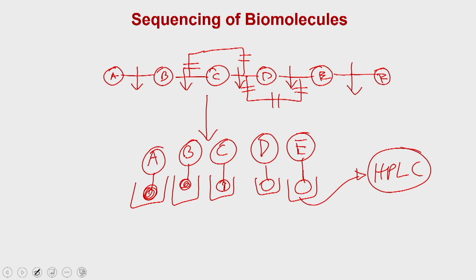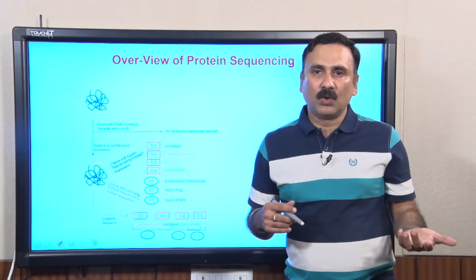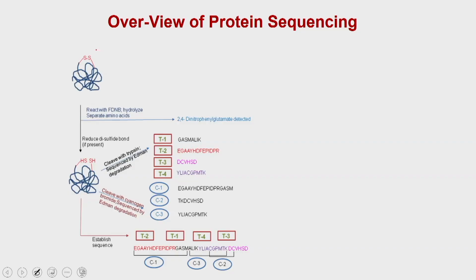Now let us take an overview of what you have to do when you would like to do protein sequencing. You know that protein is a very complex molecule. It has peptide chains connecting the monomeric amino acids, and it also has sulfide bridges which form the intramolecular bondings. And as I said in the previous slide, the first thing is that you have to destroy the disulfide linkages.